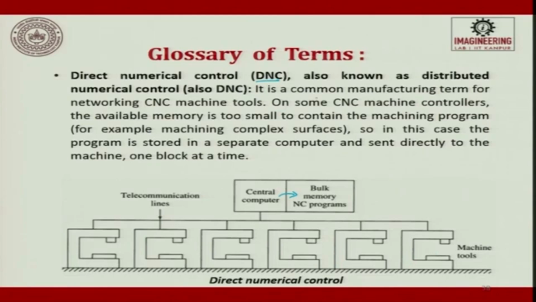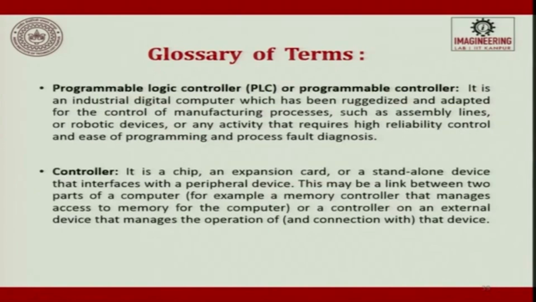One is a common manufacturing term from networking of CNC machine tools. On some CNC machine controllers, the available memory space is too small to contain the machine program. So, in that case the program is stored in a separate computer and it is sent directly. It is otherwise called as drip CNC machines, where line by line or segment by segment can be pulled. Again, here computer plays a very important role.